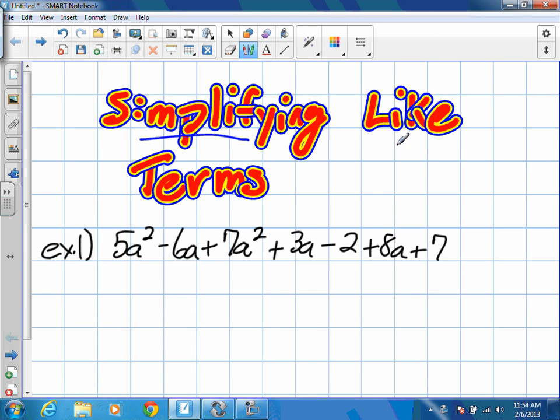Simplifying like terms. This is question 3 on the first page that we're dealing with. We have to figure out which of these terms are like terms. A term in each equation is separated by a plus or minus sign, also known as positive and negative terms. So we have 1, 2, 3, 4, 5, 6, 7 different terms in this equation. We have to figure out which of them are like terms.